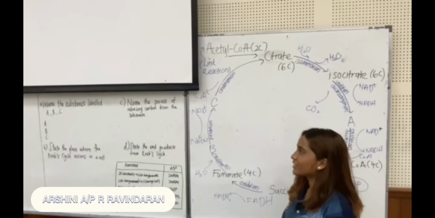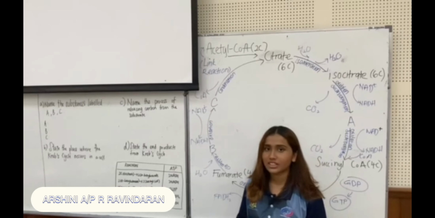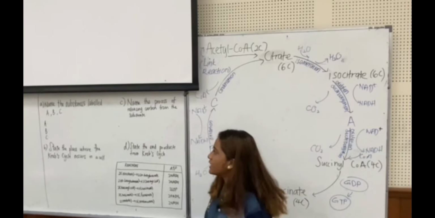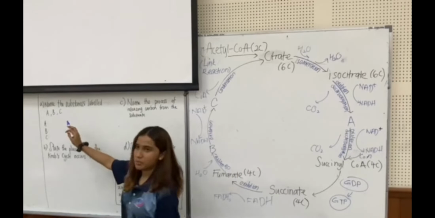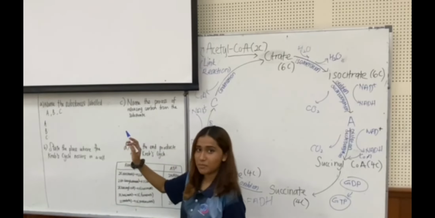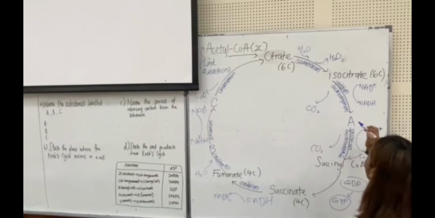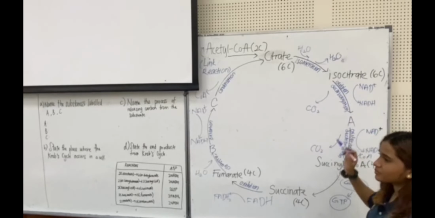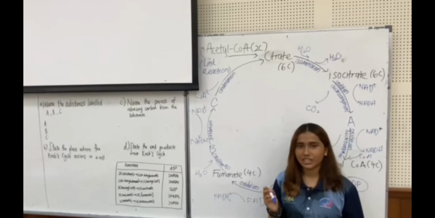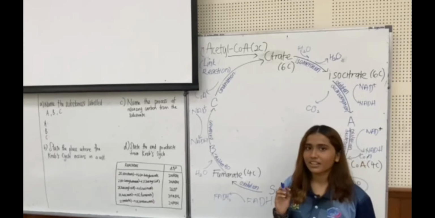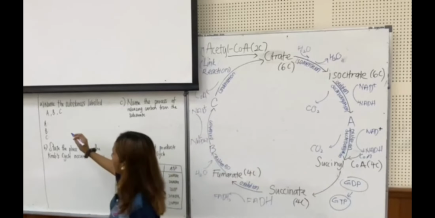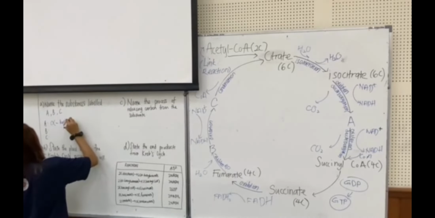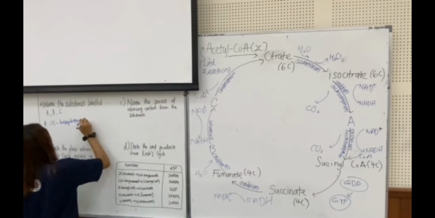Hi guys, now I would like to discuss a past year question on the Krebs cycle. So we will see the first question, that is name the substances labeled A, B and C. So first we will take a look what is A, B and C. A is the third step of the Krebs cycle, where isocitrate undergoes oxidative decarboxylation to become alpha ketoglutarate. So A would be alpha ketoglutarate.